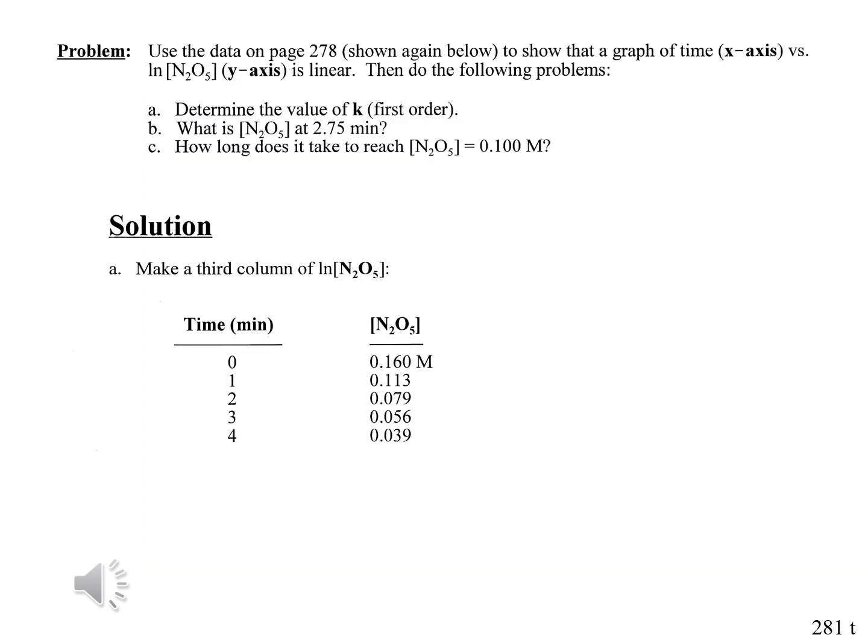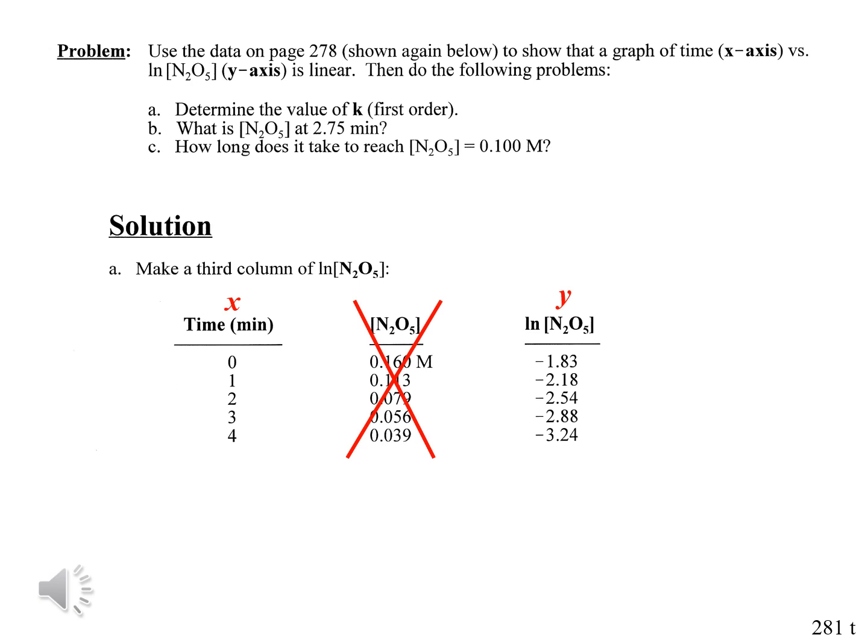What you want to do to get the value of k is to make a third column of ln's. Whenever you're given time versus concentration data, again, I want you to make a connection in your head. It's not going to be the ratio technique this time. It's going to be make a third column. And I did that. All I did was take the ln of each of the concentration points and write it down. Now you can forget about the concentration column and use the times as x and the ln's as y.